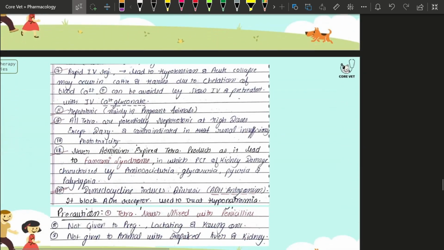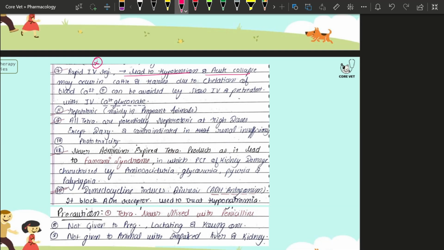If we move further, I had told you that you should not give a rapid IV injection. Why? Because it may lead to hypotension, and acute collapse may occur in cattle and horses. Because I had told you that tetracycline has a property to get chelated by the salts of calcium, magnesium, iron, and aluminum, etc. The blood contains calcium ions, right? So the calcium ions in the blood circulation may chelate the tetracycline in the blood circulation. So obviously it will lead to a condition like hypotension, right?